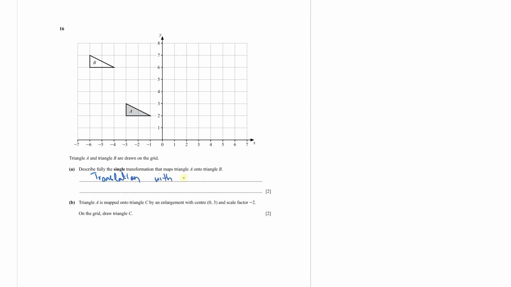with a column vector. So you have to find the column vector. One mark is for correctly identifying which type of transformation this is, and the other is for the column vector. So now you have to find the column vector.